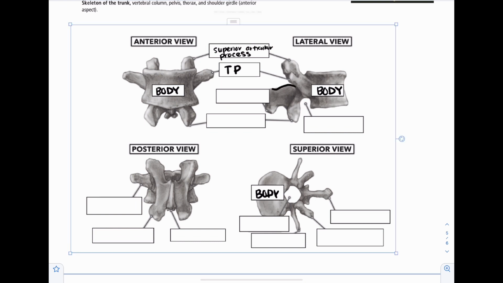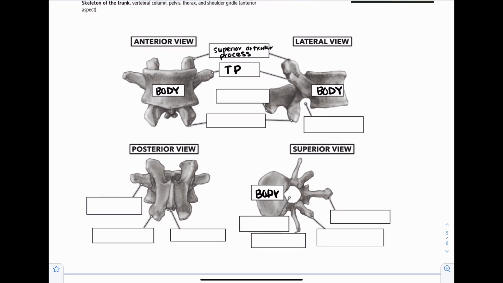Now the spinous process is this region right here. I'm just going to abbreviate SP, spinous process. And then below that is the inferior articular facets or processes. So this is where it's going to articulate with the vertebrae above. This is going to articulate with the vertebrae below. Right here, this little notch area is known as the inferior vertebral notch.